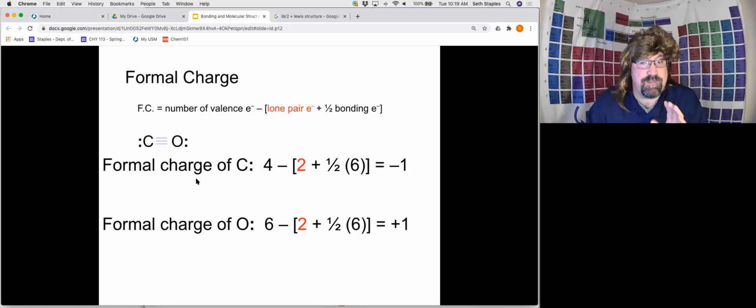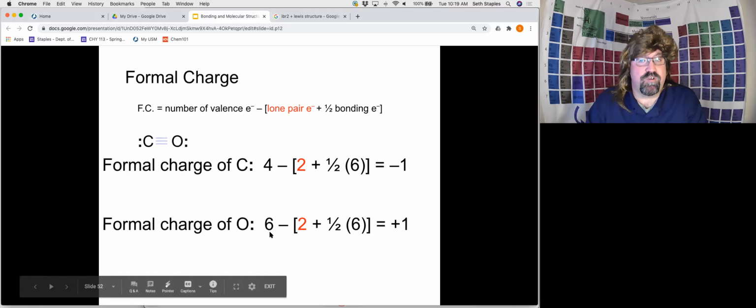We do that same analysis. Valence electrons minus the lone pairs, minus half of the bonding pairs for oxygen, and we come up with a formal charge of +1.